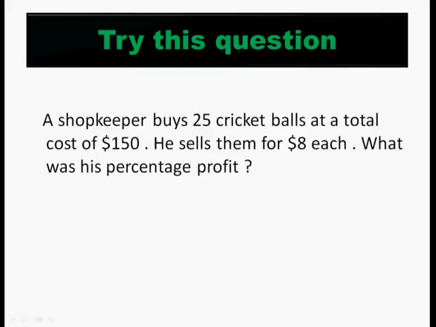Now, a shopkeeper buys 25 cricket balls. And ladies, we're talking about cricket what? Balls. So a shopkeeper buys 25 cricket balls at a total cost of $150. Now, he sells them for $8 each. What was his percentage profit? We need to know the answer. But before I give you the answer, pause the video and try this question.